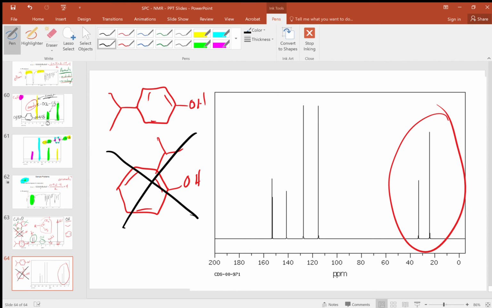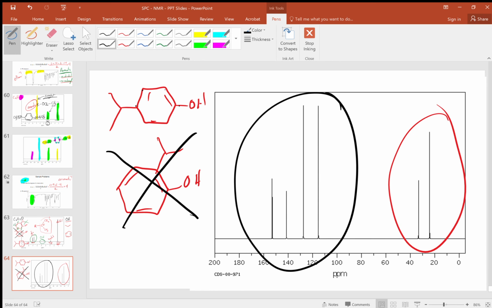So finally then, is this molecule consistent with what we have? This would give us 1, 2, 3, 4 aromatic carbons, and that's what we see. So at this point, you should get out in-class exercise number 13 and start working through some of those spectroscopy problems.